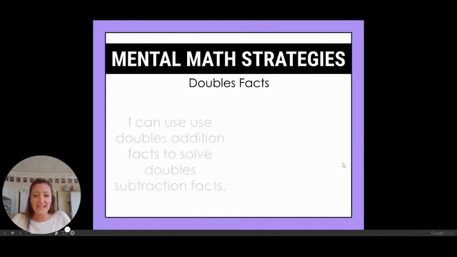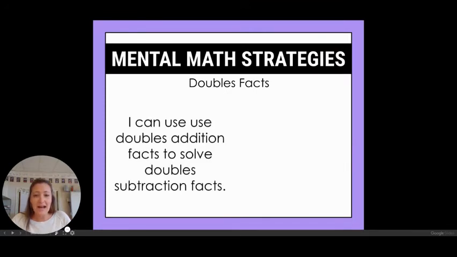Our next strategy is thinking about doubles facts. So I can use doubles addition facts to solve doubles subtraction facts. Same way that we've been doing, our whole is going to be the beginning of our subtraction problem. So here I have 10 minus 5. I know this is a doubles fact because I know that 5 and 10 are connected. So 5 plus what would equal 10? Well, I know it's the doubles fact, so it would be 5 plus 5. So 10 minus 5 equals 5.